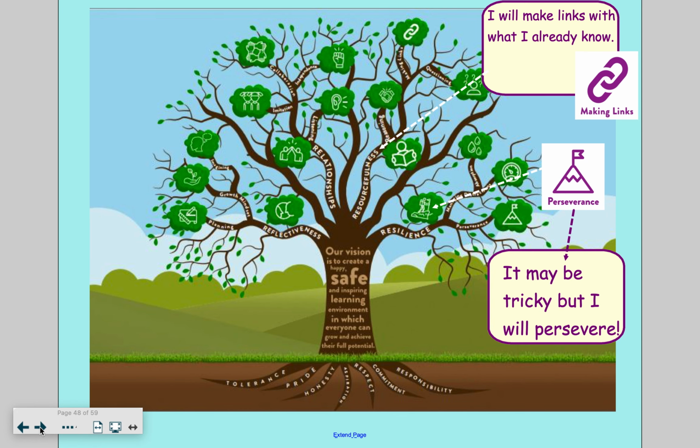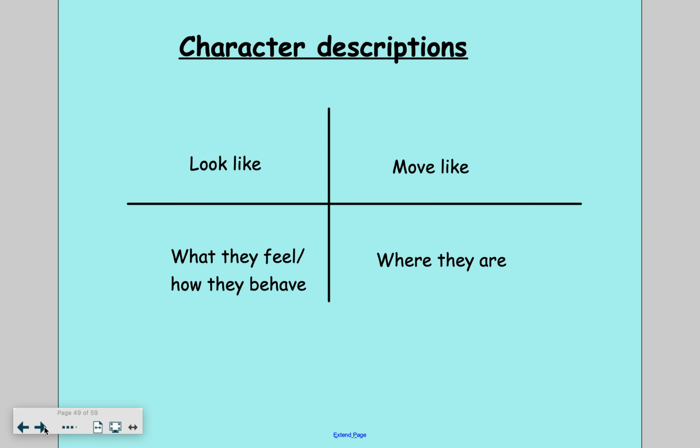So today, your learning powers. You will be being resourcefulness. You will be making links with what you already know. Okay, so making links comes off our resourcefulness branch, or making links, and persevering. To be honest with you, persevering is the main learning power while you're at home doing home learning, because it is a little bit tricky, isn't it? But you can do this, so don't give up. Enjoy doing it if you can. There's worse things going on, so this is good.